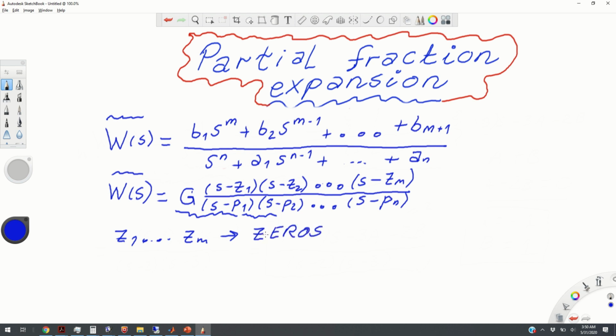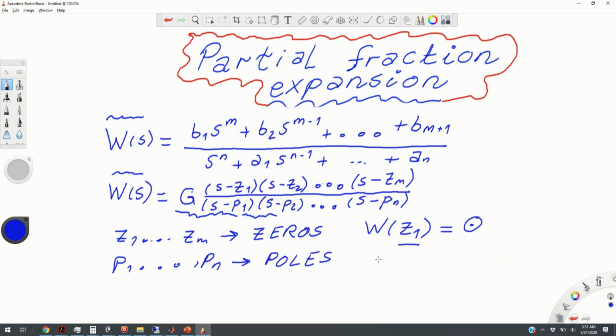Why are these constants called zeros? Well, if you compute f of, for example, z1, you will obtain 0. That is, the value of your function for this term becomes equal to 0. And the constants p1 until pn are called poles. So why are these terms called poles?